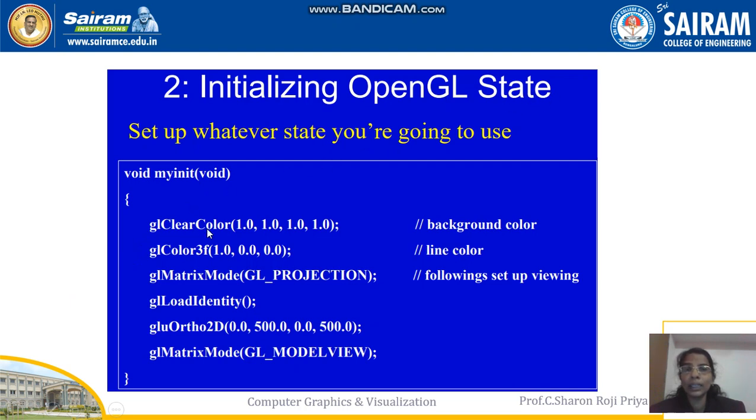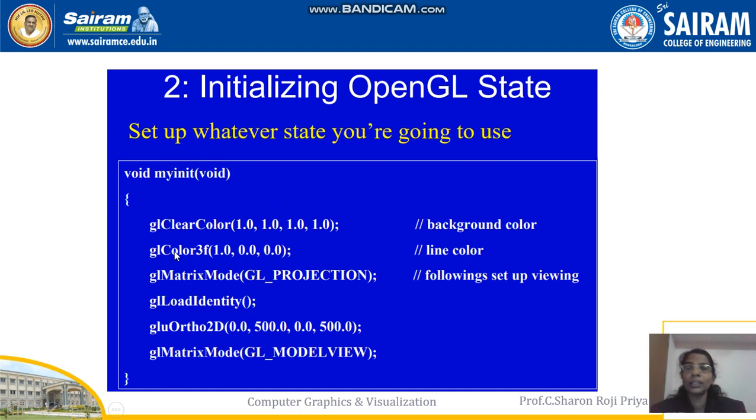glClearColor is for my background color. The first three parameters are RGB, red, green and blue. The fourth parameter is my alpha. If it is 0, it will be transparent. If it is 1, it will be opaque. So usually I'll select this alpha parameter as 1. But the first three parameters you can vary depending upon the background color you want.